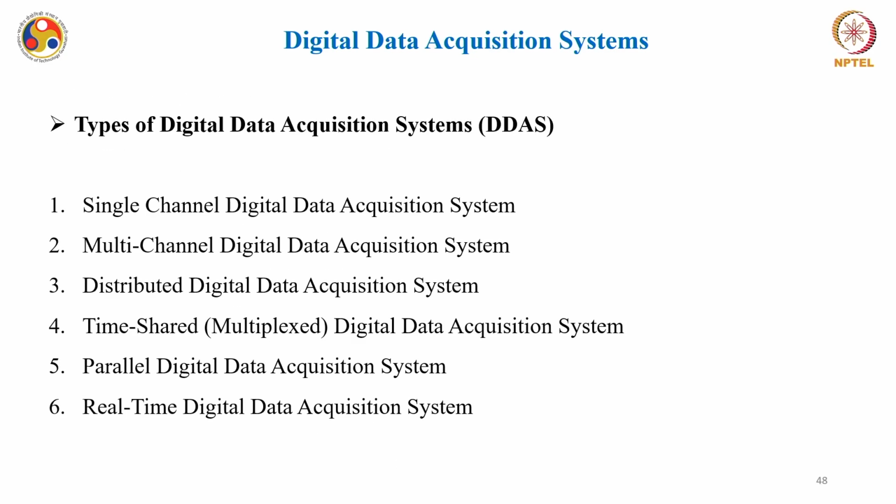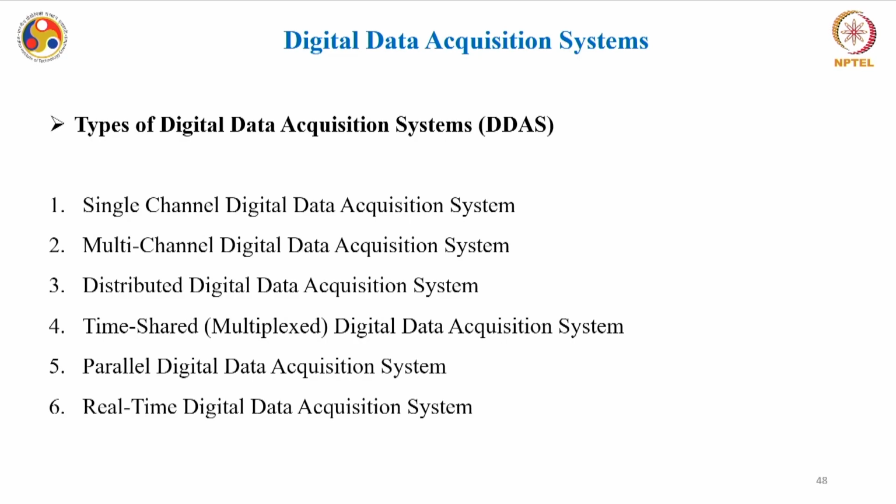This digital data acquisition system can be of different types, particularly in the modern scenario. This is changing, and new digital data acquisition systems are proposed every year. Based on channel, you have a single channel digital data acquisition system, you have a multi-channel digital data acquisition system, you also have a distributed digital data acquisition system, we have multiplexed, or sometimes called time shared, digital data acquisition system, we have a parallel digital data acquisition system, and a real time digital data acquisition system. I mean, this list is not complete. There are other types of digital data acquisition system.